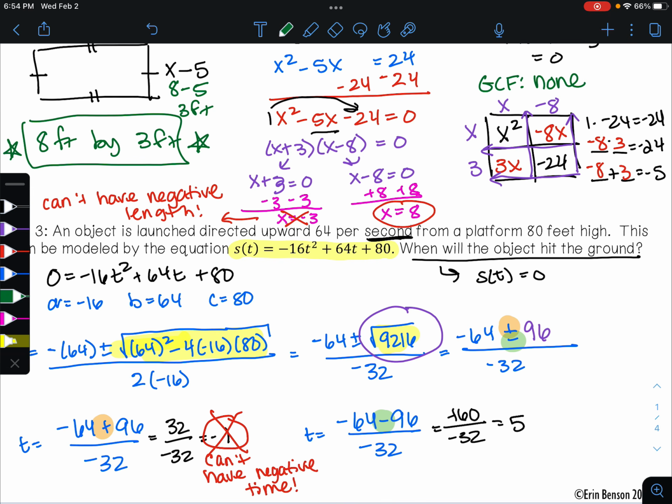Can something hit the ground after 5 seconds? Yeah. So our answer is that the object will hit the ground after 5 seconds.